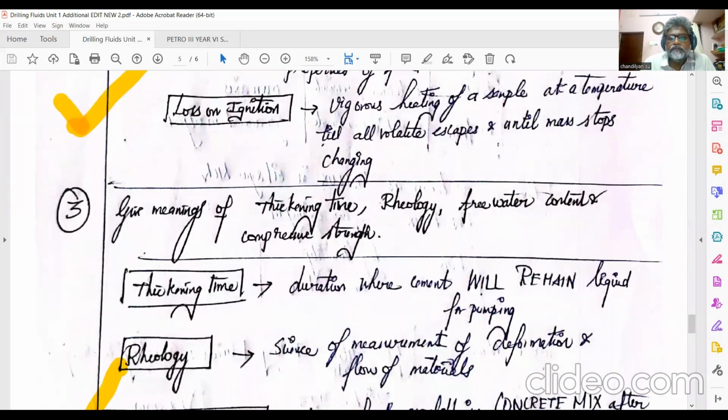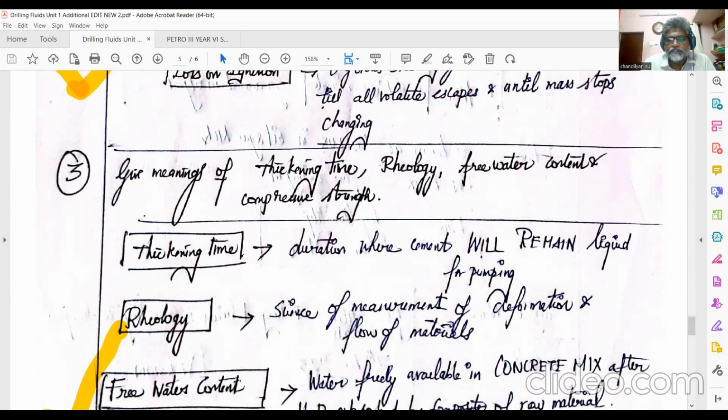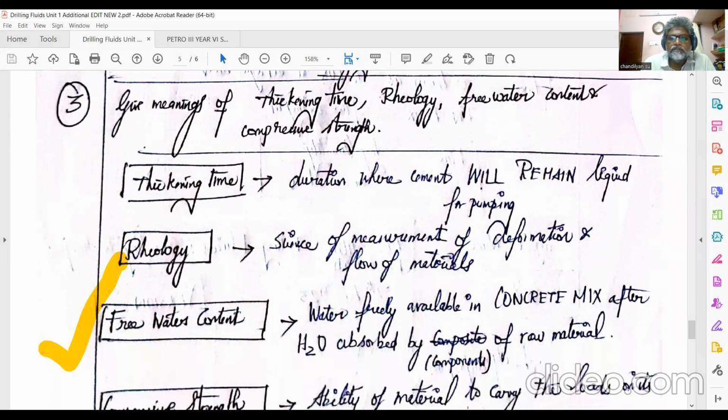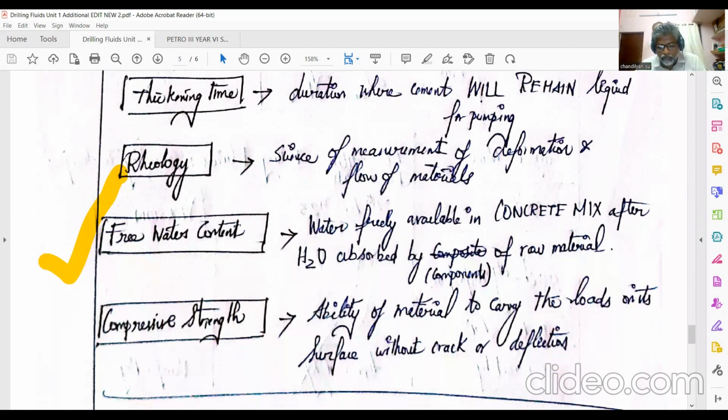Thickening time: the duration where cement will remain liquid for pumping. The thickening time is nothing but the time for the cement slurry to remain in a pumpable state. That is what we discussed. Rheology: the science of deformation and flow of materials. Free water content is the water coming out of the cement slurry and staying away from the slurry as pure water. That is what is called the free water content.